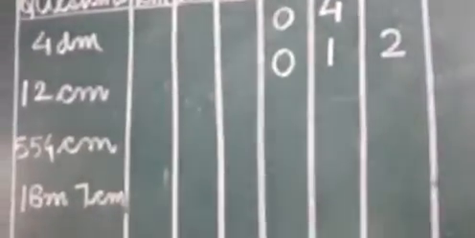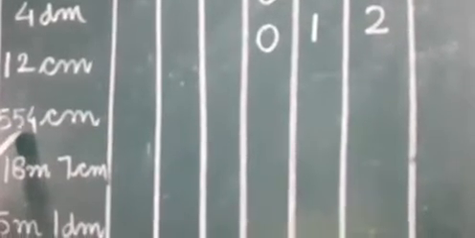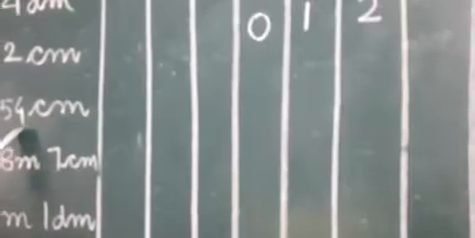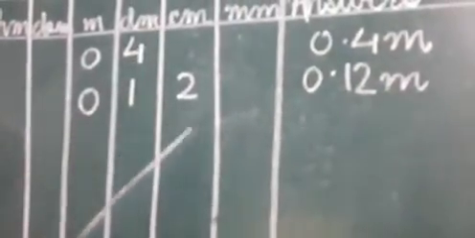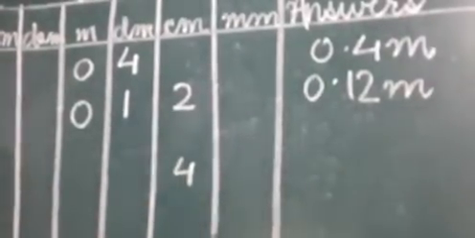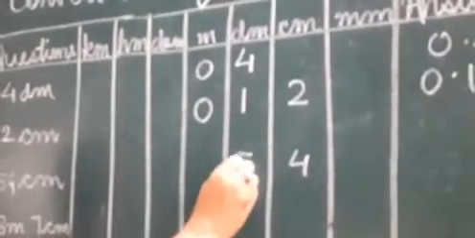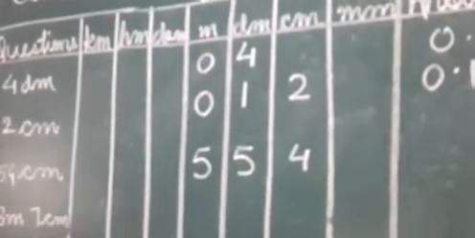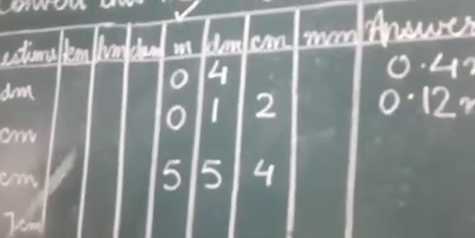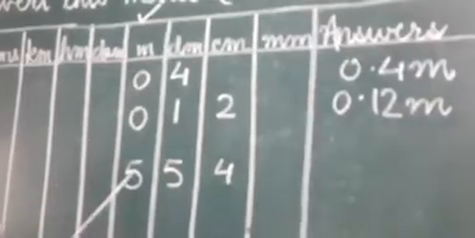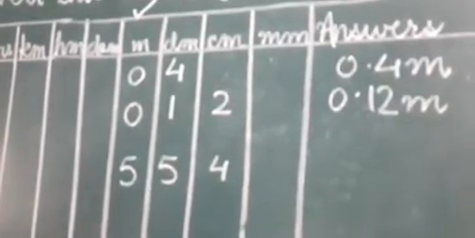Okay children, now coming to the next one. This is 554 centimeters. So the unit is centimeter. So I will start writing number from the centimeter column. So this is the centimeter column. So 4 will come here. Then we will write the remaining numbers towards the left. So 5 here and 5 here. Now we have to convert into meters. So point will come after the meters. Now we have 5 here in the meters column. So my answer will be 5.54 meters.